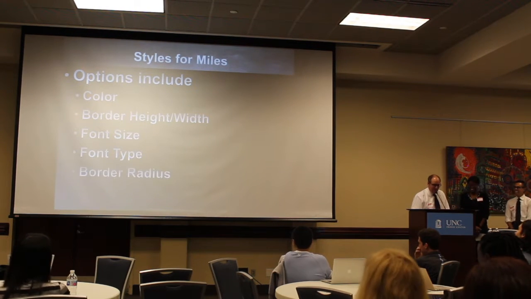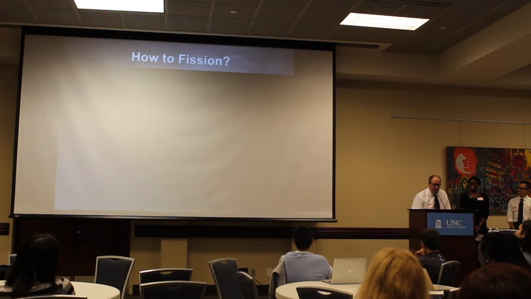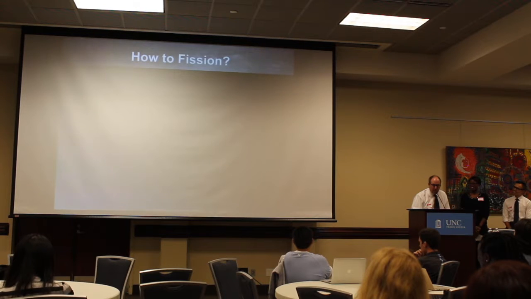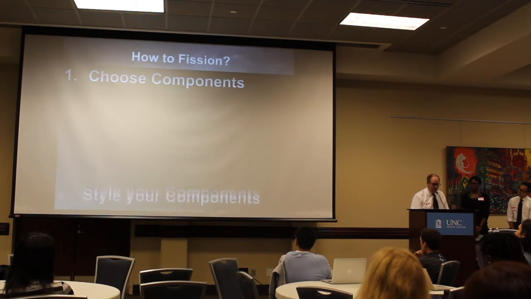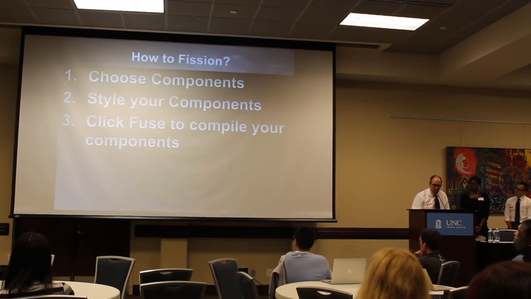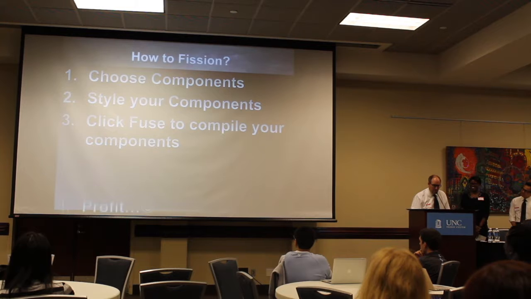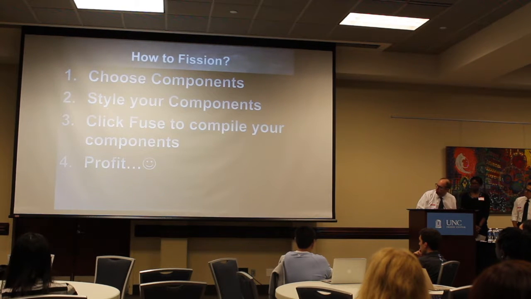font type, border radius, and the margin and padding. So there's 4 main steps to using Fission. Number 1, choose a component. Number 2, style your component. Number 3, click Fuse to compile your component. Number 4, profit. So going back to step 3, when you click Fuse, I'll give you a quick example of what will happen.